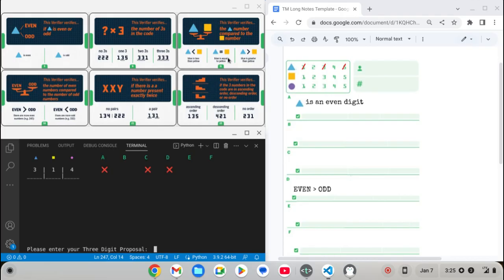So let's go ahead and type that up in our notes in section C, and we'll state that triangle is either less than or equal to square.